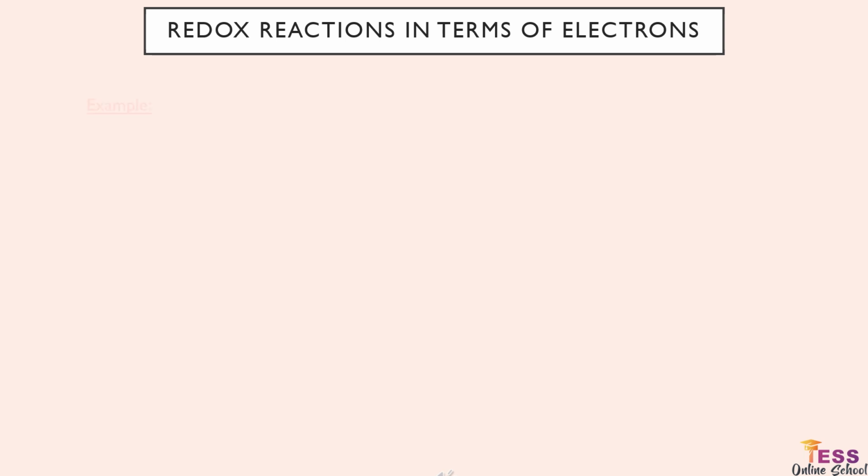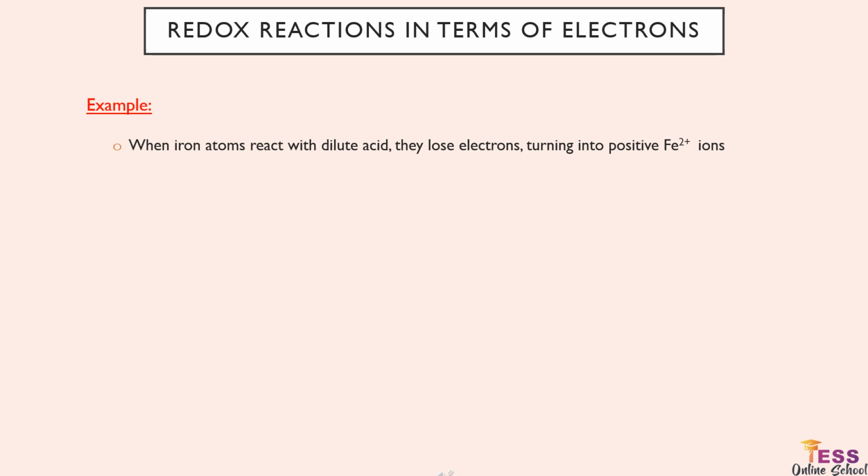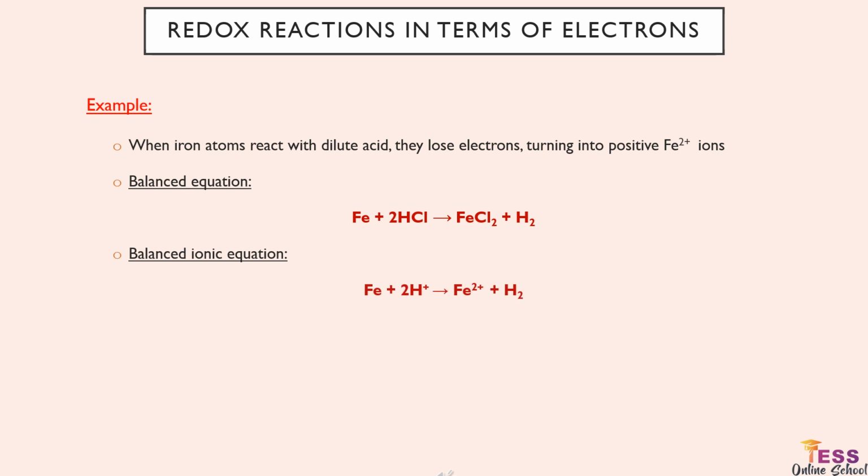Let's look at an example of a redox reaction. When iron atoms react with a dilute acid, they lose electrons and become Fe2+ ions. A balanced equation of this would look like iron plus hydrochloric acid provides you iron chloride plus hydrogen. A balanced ionic equation would look like iron plus H+ gives you Fe2+ plus hydrogen.